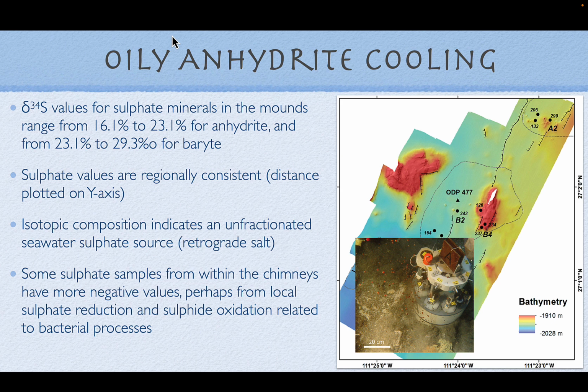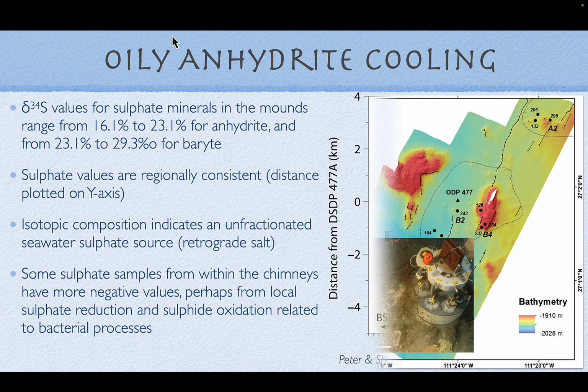And also, we see for that barite precipitation a range of values from 23.1 to 29. Those values are laterally consistent. So this is the map showing you the position of the ODP well 477 and some adjacent mound structures. The inset is showing you hydrocarbon globules escaping from the seafloor in that region.